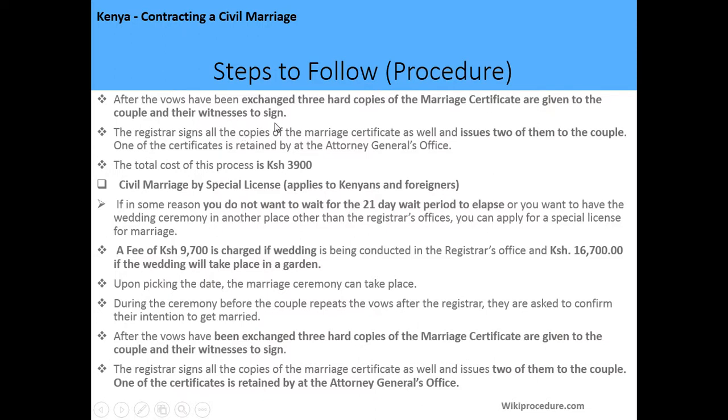And after the witnesses have signed, the registrar will also sign the copies of the marriage certificate and will issue 2 of the marriage certificates to the couple, and 1 will be retained at the Attorney General's office. The total cost of this process is 3,900 shillings.